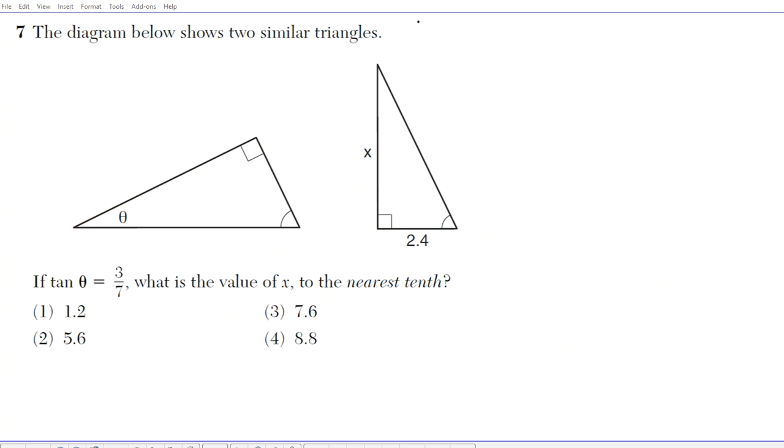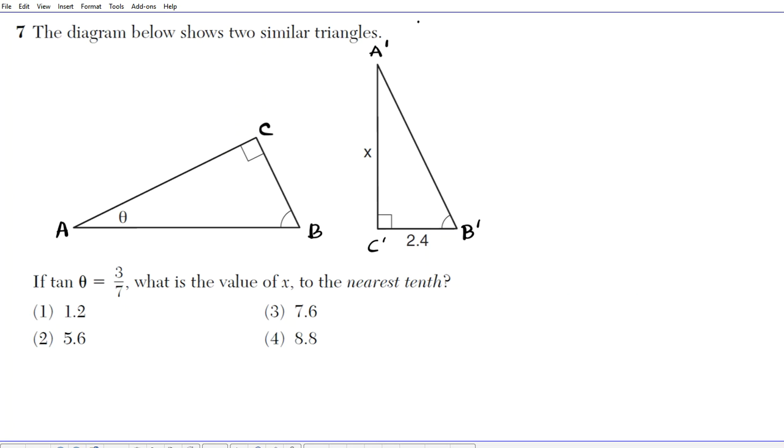All right, let's take a look at number 7. It says the diagram below shows two similar triangles. If tan theta, referring to the first triangle, is 3/7, what is the value of x on the second triangle? Okay, so let's label this triangle. Let's call this A, B, C. And then the triangle it's similar to is A prime, B prime, C prime.